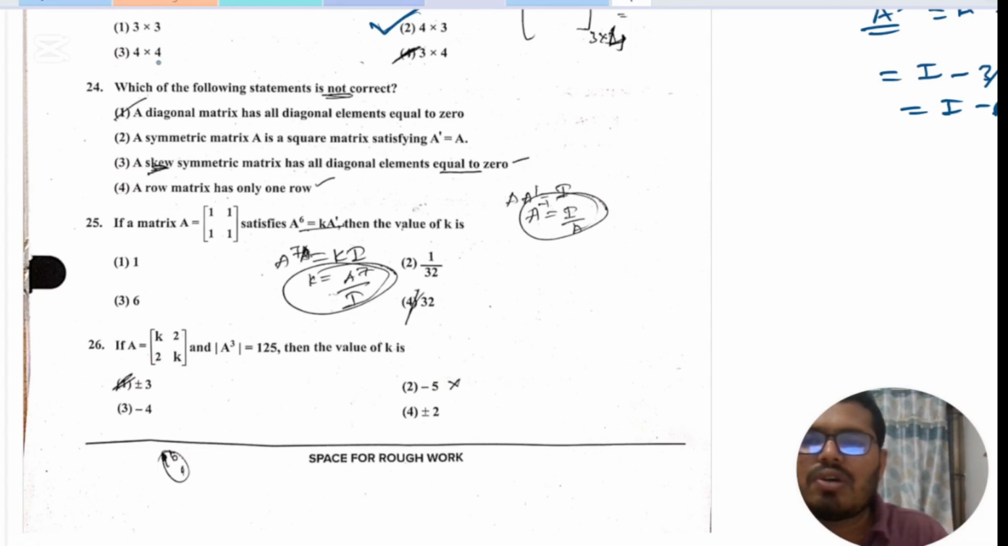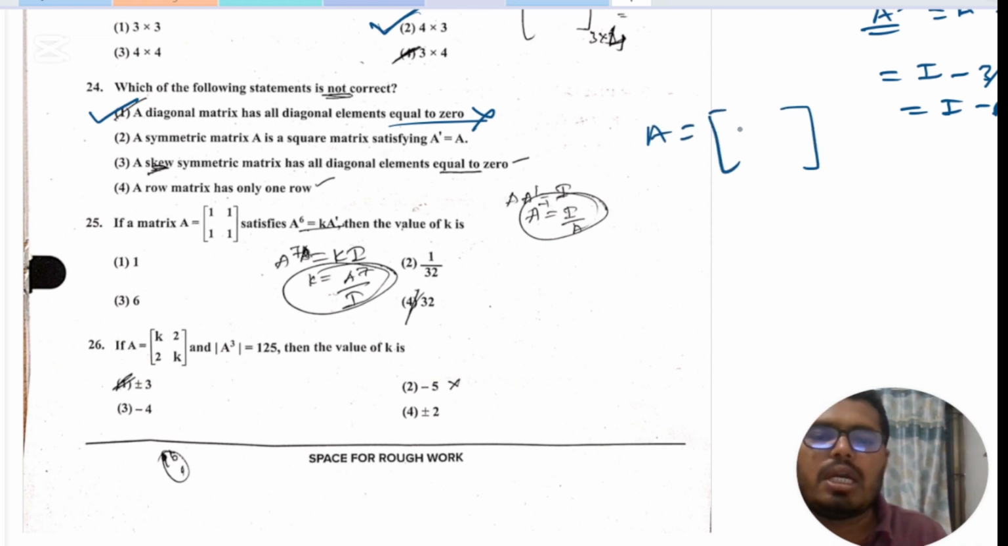Next is question number 24: which of the following is not correct? Again they ask for the false statement. A diagonal matrix has all diagonal elements equal to 0. This is the false statement, that's why it is the correct option. In our diagonal matrix, it is wrong to say all the diagonal elements are 0, they may be non zero. For example, diag(1, 1, 0) is a diagonal matrix, but its diagonal elements 1 and 1 are non zero. That's why the first option is not correct, it is our answer.